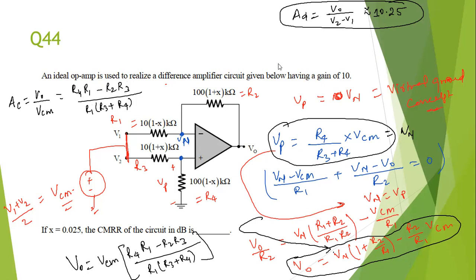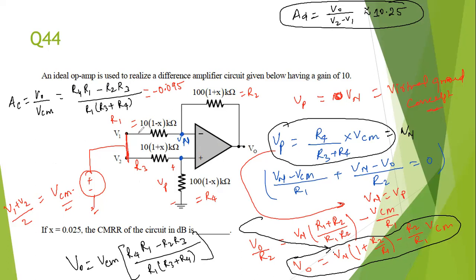Okay. Now what's the answer? After putting, you will get the answer AC, and AC is nothing but V0 by VCM. So after putting, you will get the answer, and this is equal to ACM equal to minus 0.095. Okay, this is your ACM.